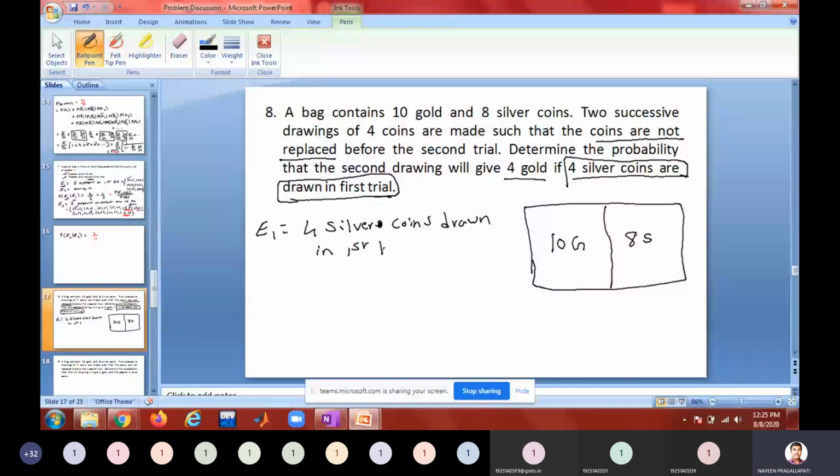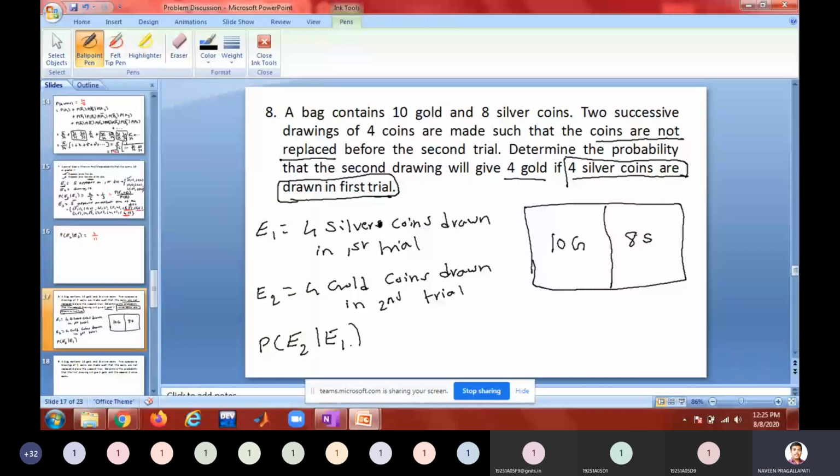So what is event E2? Whatever we want to find out: the probability that the second drawing will give 4 gold coins. E2 is 4 gold coins drawn in the second trial. Now what is the question? The probability of E2 given E1. What is the probability that 4 gold coins are drawn in the second trial, given that 4 silver coins are drawn in the first trial?